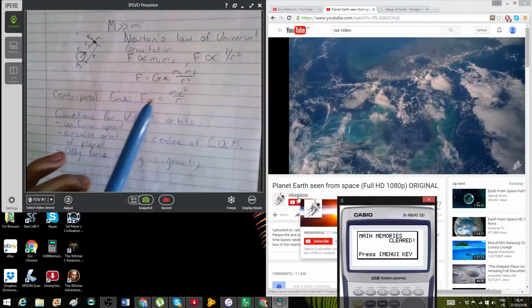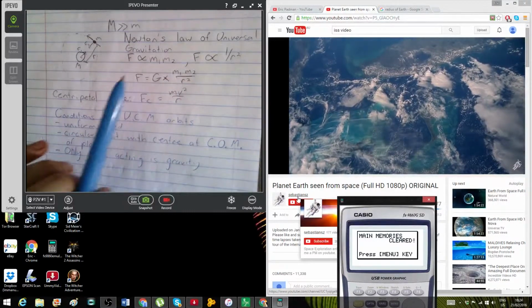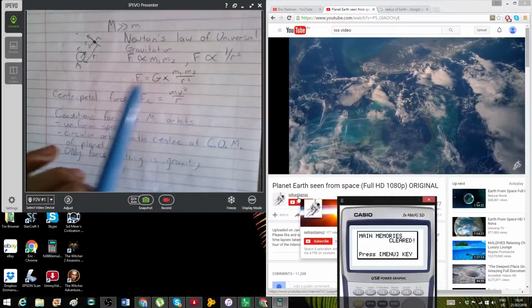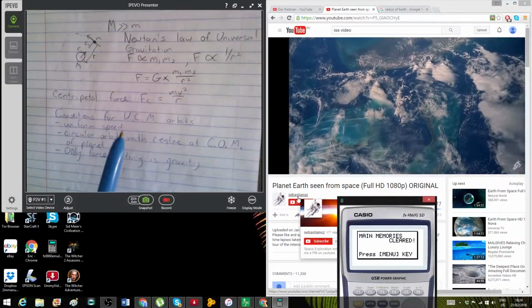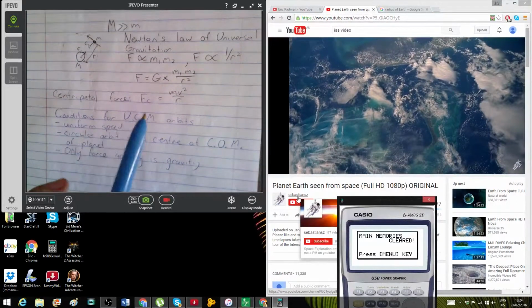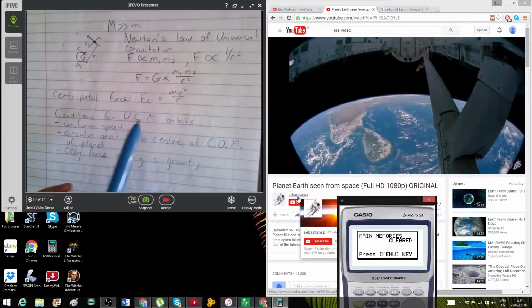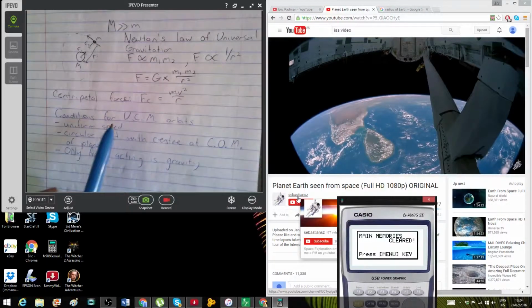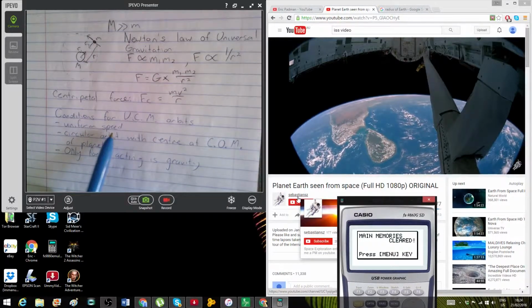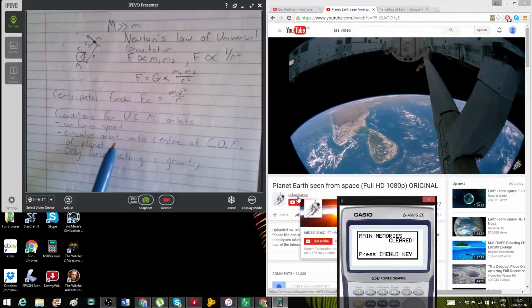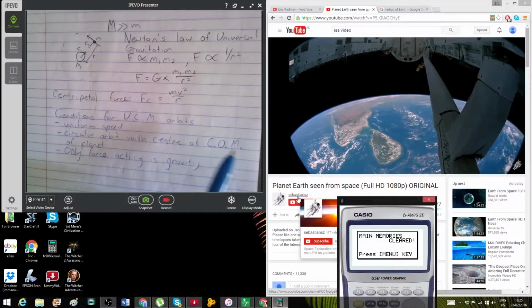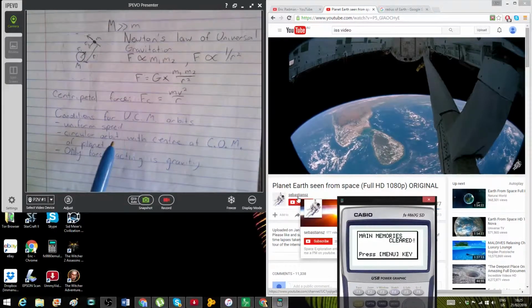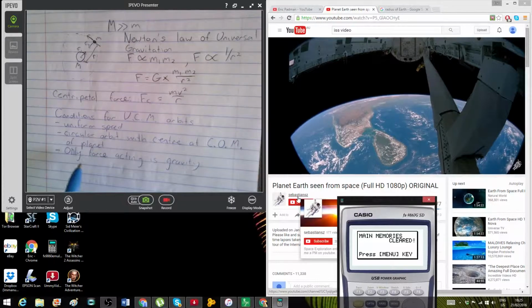Okay, now for satellites, we're going to use the centripetal force formula. We're only looking at a small group of orbits, particularly orbits that are uniform circular motion orbits, such that they have uniform speed and a circular orbit. Now, for gravity to work with this, the center of the orbit must coincide with the center of mass of the planet. And the only force providing this circular orbit is gravity.